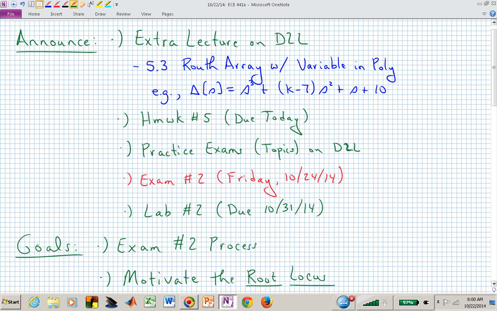I sent out an email, I believe, yesterday saying there was an extra lecture. It's about 20 minutes. It's designed to help you. We ran out of time in earlier class meetings, and I wanted to simply illustrate how you can use the Ruth array with an adjustable parameter to determine what the value of that parameter might be, or a range on that parameter for stability using the Ruth array. And that's lecture and or notes and video 5.3 in unit 5 on D2L.